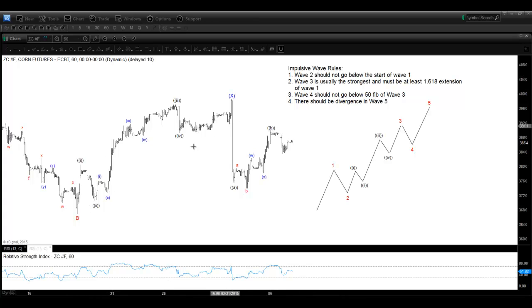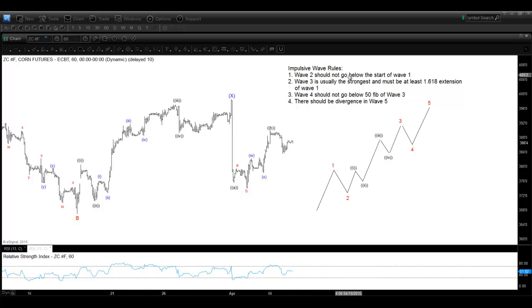So in the first one, wave 2 should not go below the start of wave 1. As you can see here, wave 2 in black does not go below this B, and it is around 50 to 61 Fibonacci retracement of this one, right? As well as if you look at the internal division here, you can also see that the blue wave 2 here also does not go below the start of the blue wave 1. It's around 50 to 61.8 Fibonacci retracement of the move in blue wave 1.